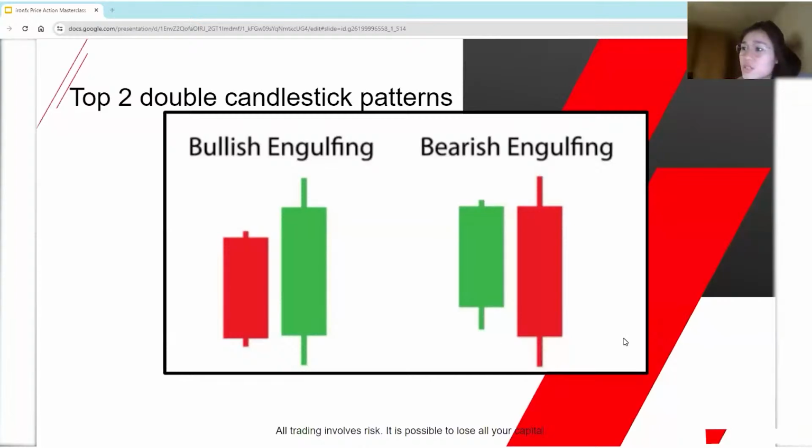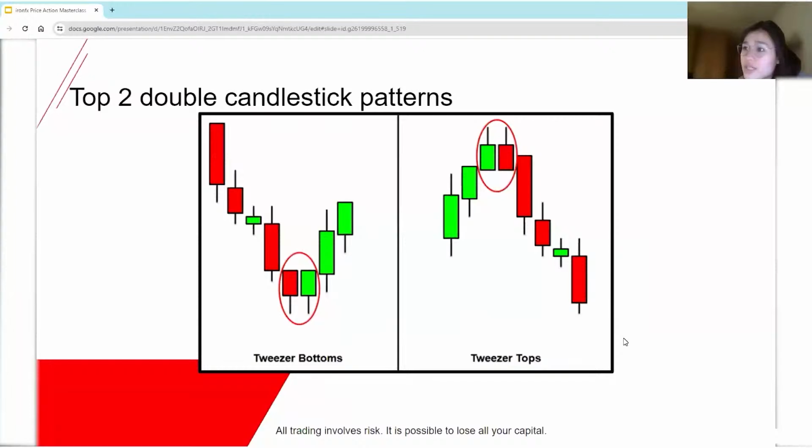Okay, so let's move on. Here we have the second double candlestick pattern. So for this one, we are looking at tweezer bottoms and tweezer tops. Again, the candlestick patterns are exactly the same. And it's just that we are looking at the price looking at a reversal from down to an up trend, and on our tweezer tops we're looking at a reversal from the uptrend to a downtrend.